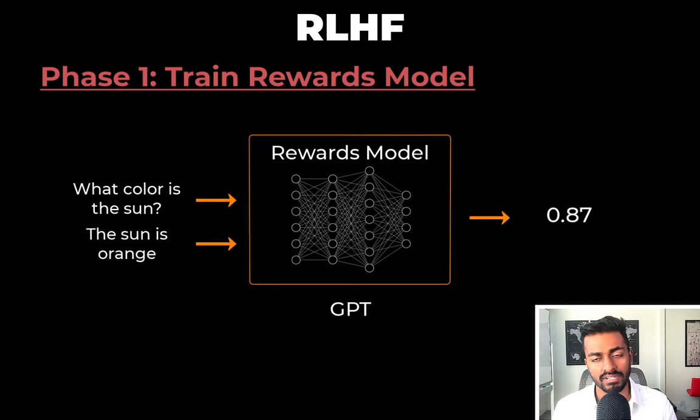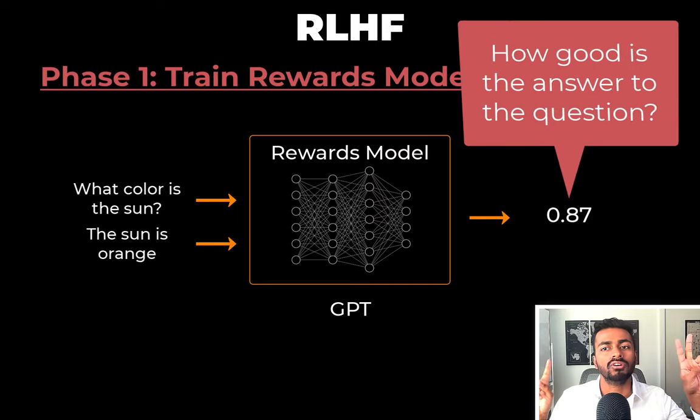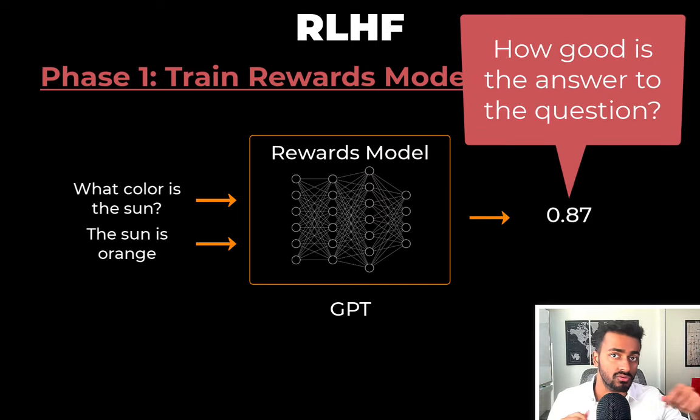This model is a GPT architecture that takes in a question and answer as input, and the output of this GPT network is a number, a score, that says how good was this answer to this input question. Now, the higher the score, the better the response. And our goal is to first train this model.